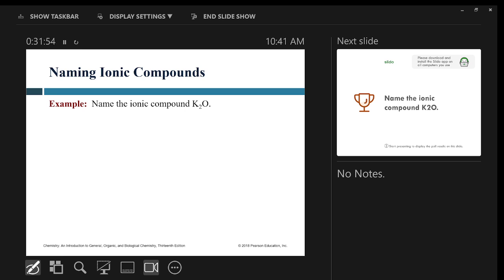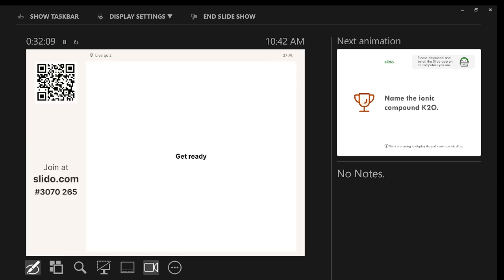Name the ionic compound K2O. This one will have a quiz. Okay, I'm going to get on the registration page here. So it was K2O, that's the one we're naming. And we'll finish on this one. Okay, everybody ready? Because this is the next step, we'll have the timer. So you'll have to click it real fast. Everybody ready? Ready, set, go.